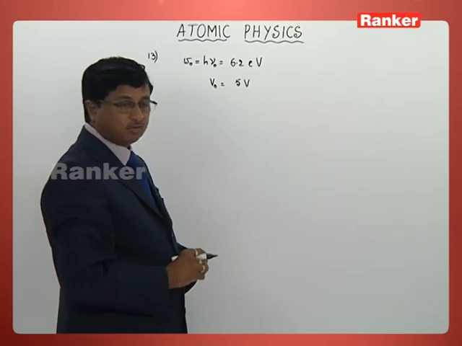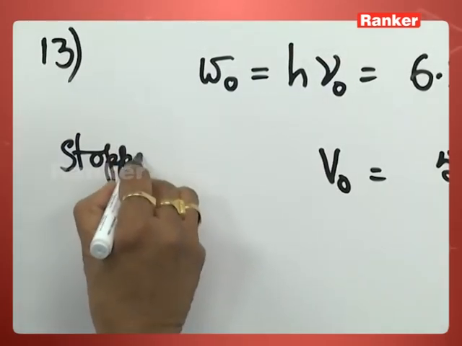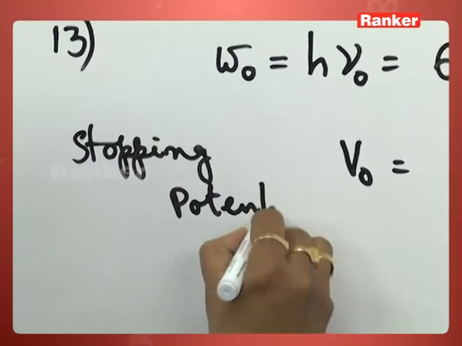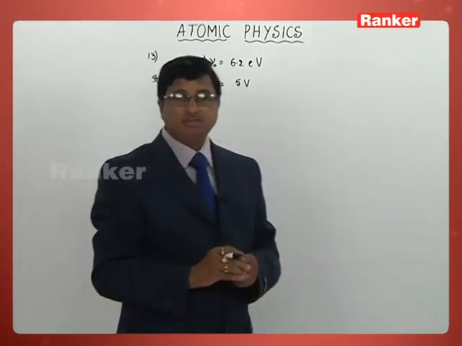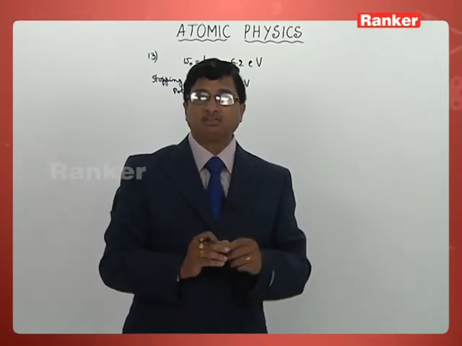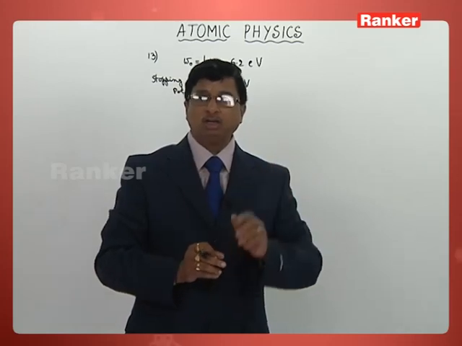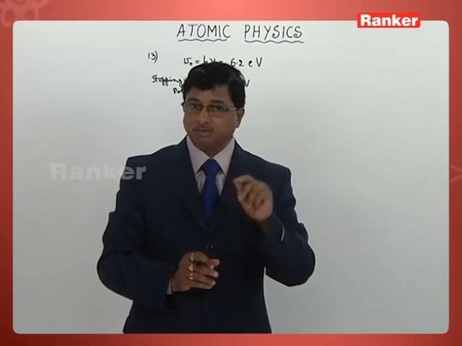You can understand stopping potential. This stopping potential is nothing other than the negative potential at which photoelectric emission stops. It is that reverse potential applied across the photocell at which no photoelectron is going to be emitted from that photocathode. That is the concept.